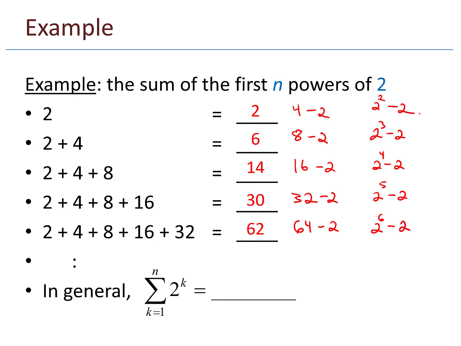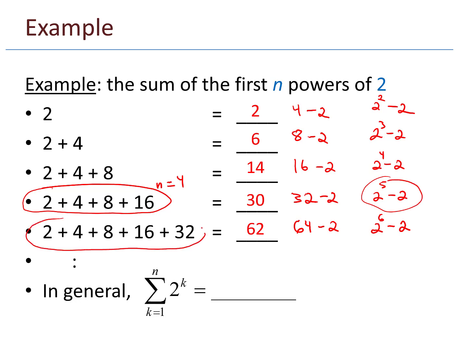And so in general, the different n values are given on the left. So for example, here I might have, this is n equals 4. I'm summing 4 terms. So when n is 4, my expression looks like 2 to the 5th minus 2. And the last summation here, that occurs when n equals 5. And the closed form I get is 2 to the 6th minus 2. So in general, what does this look like?